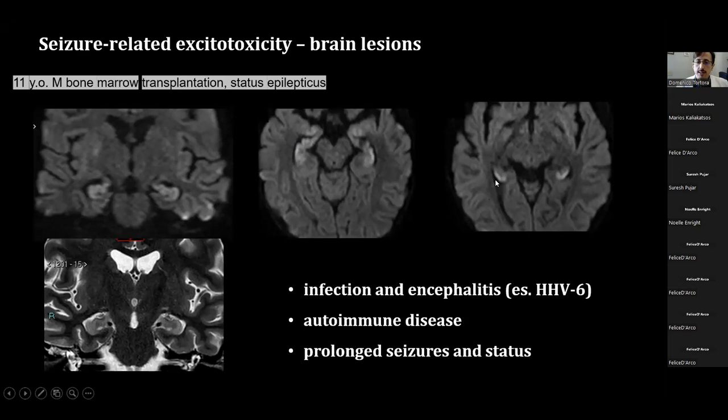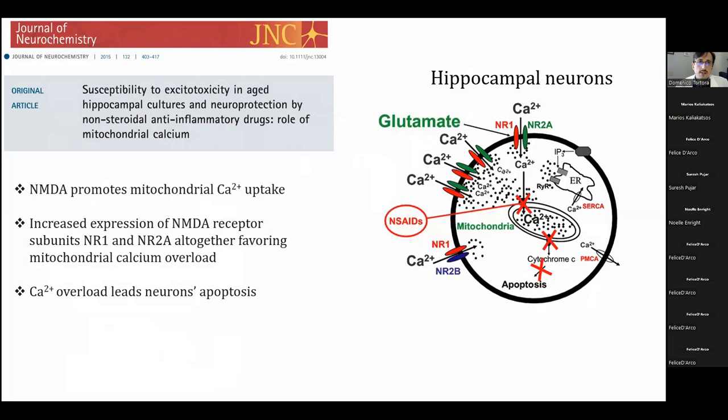And this condition is absolutely more frequent in status epilepticus, but in some cases of infection or encephalitis or seizure related to autoimmune disease it can also be seen. The reason for this greater susceptibility of the hippocampal region to excitotoxicity seems to be related to an increased expression of these channels in the membrane of cells of the hippocampus, in particular the increased expression of NMDA receptor subunits, which allow a higher inflow of calcium within the cells.